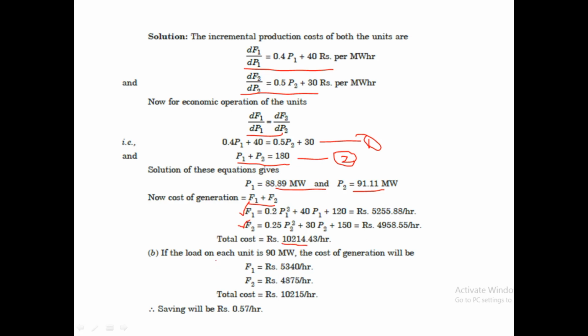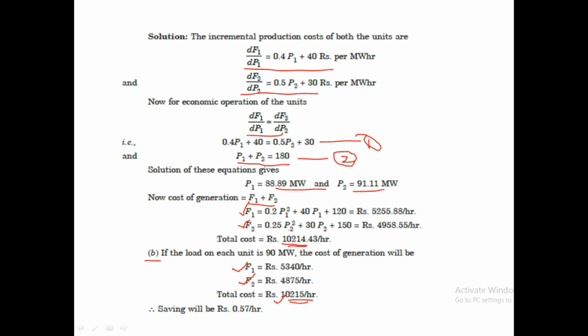Now if the load is shared equally, this is another case, case B. So if the load is shared, it means P1 equal to 90 and P2 equal to 90. In that case, here you substitute P1 equal to 90 and here P2 equal to 90. Then you will be getting F1 and F2. Taking the sum will give you what? 10,215 per hour. This is 10,214.43.